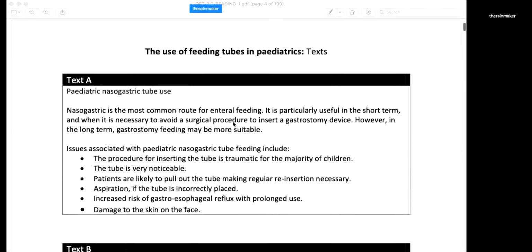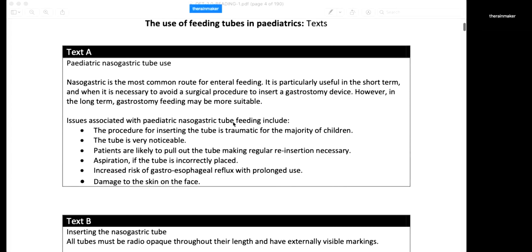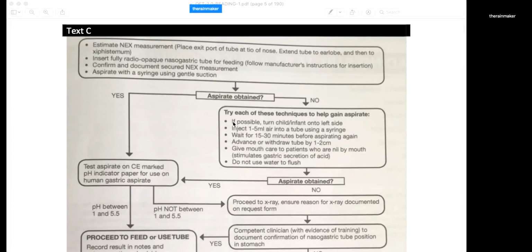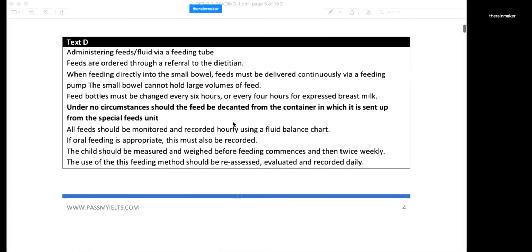Okay, let's see this. The use of feeding tubes in pediatrics, right? Like I said, there will be four texts, like four pages of A that I told you about. So text A also talks about feeding tubes. Text B also talks about feeding tubes. Text C also talks about feeding tubes. Text D also talks about feeding tubes, but different aspects of feeding tubes.